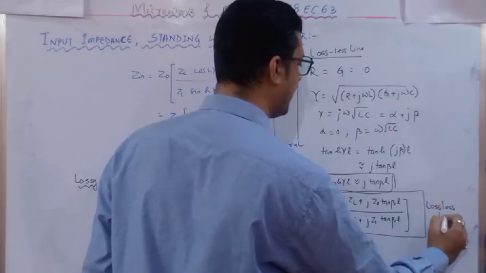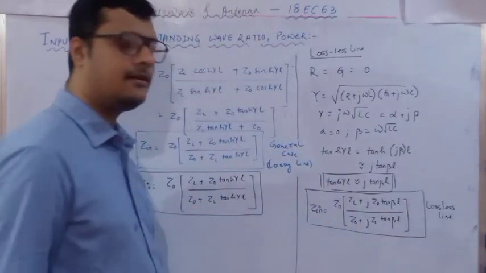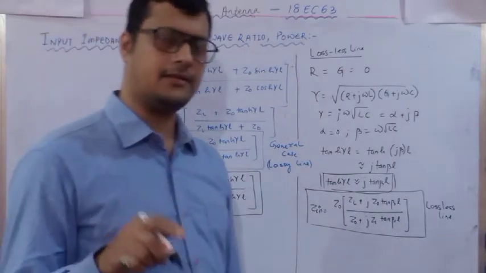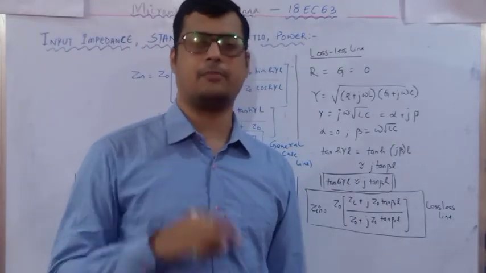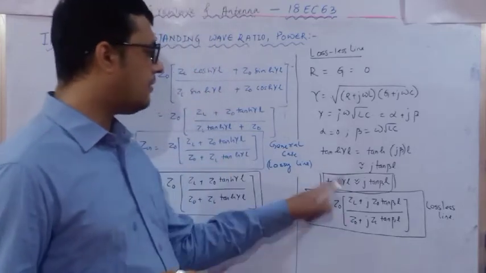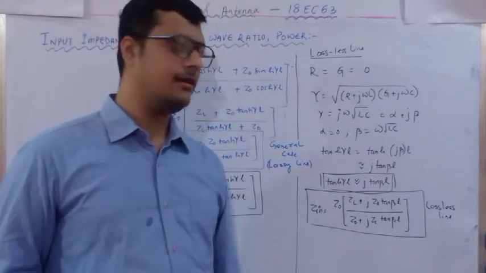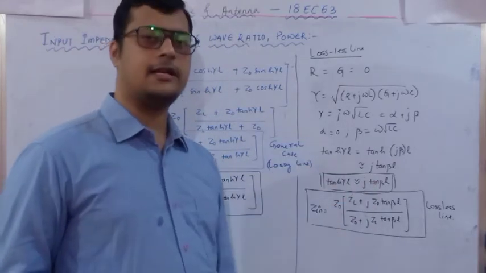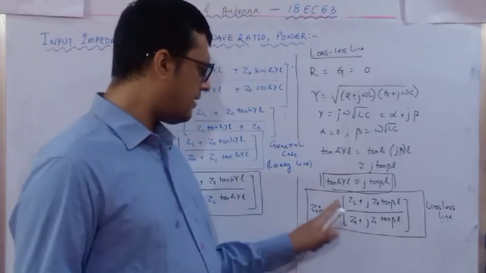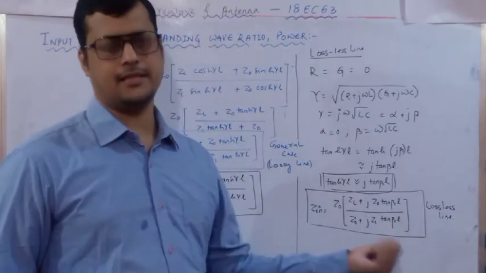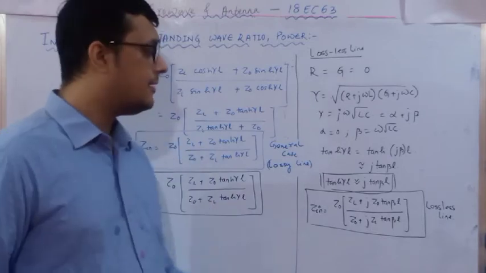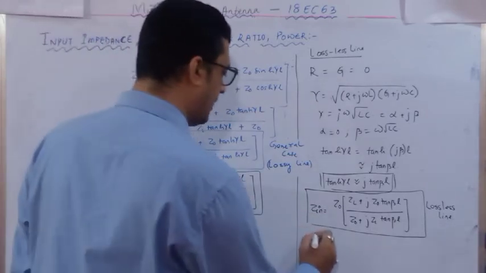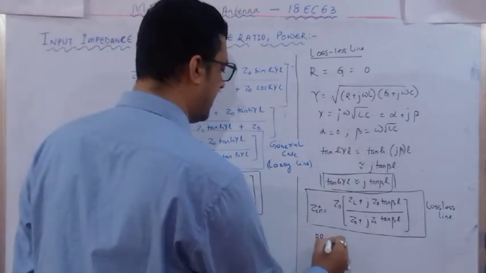Lossless line. Done. So we have to identify the condition first. Then we have to substitute the propagation constant value. Then what will be our tanh gamma L? Substitute the value, you will get j tan beta L, and I can write the input impedance in this sort of form.